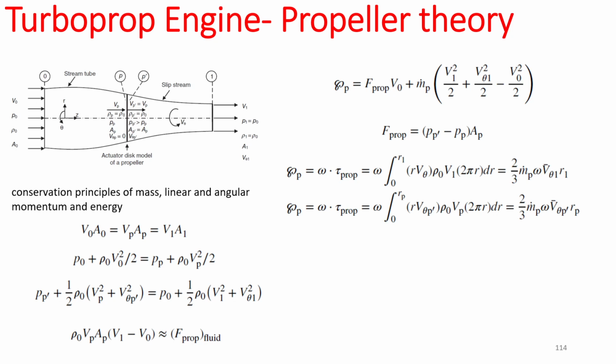And if you do the integration from 0 to R1, which is the radius of this stream tube, or 0 to RP, which is the radius of the disk itself, we can find the total power generated, omega multiplied by the torque we have over there, which is going to be 2/3 m dot p omega, v theta at each station multiplied by their respective radii.